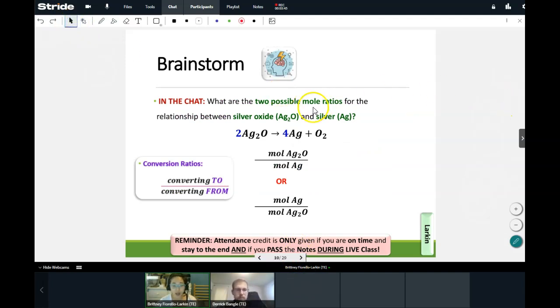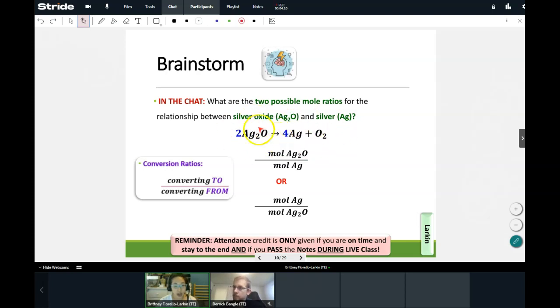Let's go ahead and do a quick brainstorm. In the chat, what are the 2 possible mole ratios for the relationship between silver oxide and silver in this equation here? Remember that equations can represent either small atoms and molecules or big moles. And we've been talking about using moles now because moles are a little bit more useful. They're actual amounts that we can see and work with in a lab or a factory, okay?